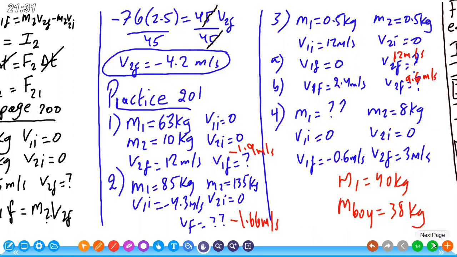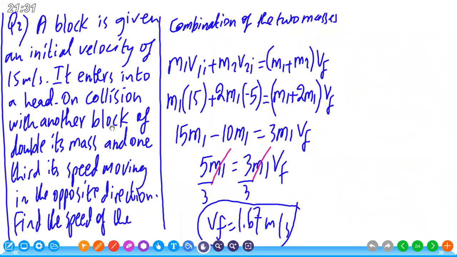Okay, one more thing here. Tricky question, for example, from my own. If a block is given an initial velocity of 15 meters per second, okay, so the block is moving with a velocity of 15 meters per second. So this is V1 initial. It enters into a head-on collision with another block of double its mass. Okay, so the mass is not given. So if the mass of the first block is M1, then M2 is going to be 2M1. And 1/3 its speed. So V1 initial was 15 meters per second.